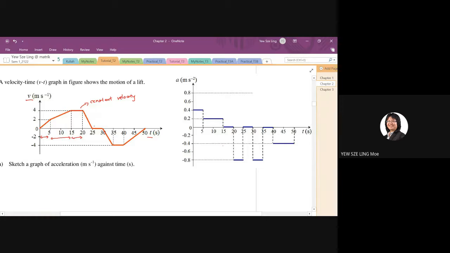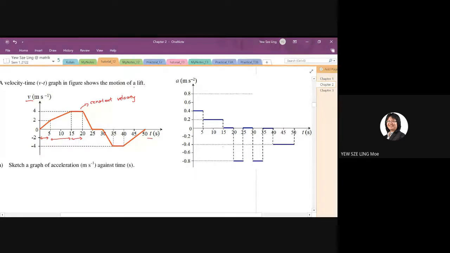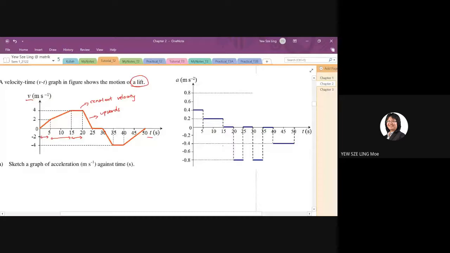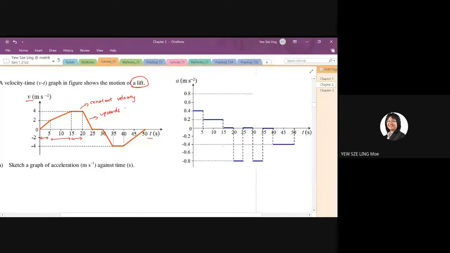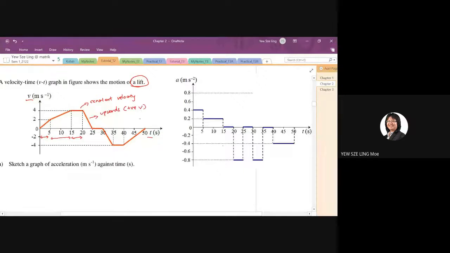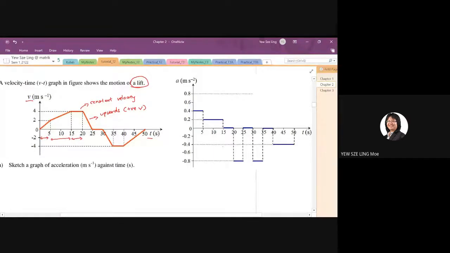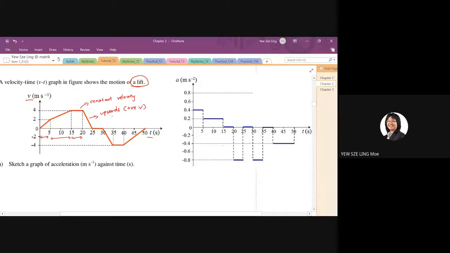And then next, your object is still moving towards the positive direction. This is the motion of a leaf. This part means your leaf is still moving upwards. Even though you have a graph that seems like it's going down, that is not the case. It is still going up. Why? Because I still have positive V. Just that now it's slowing down. It decreased its velocity from 4 until 0. It's slowing down, but it's still going upwards.